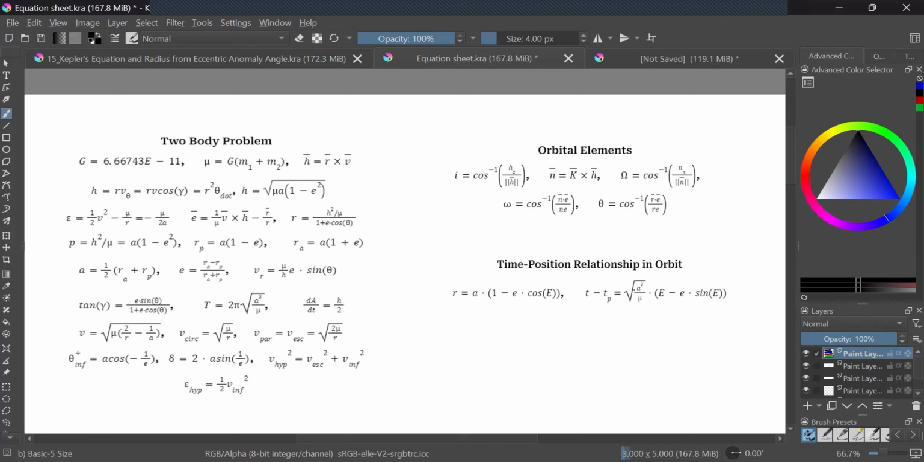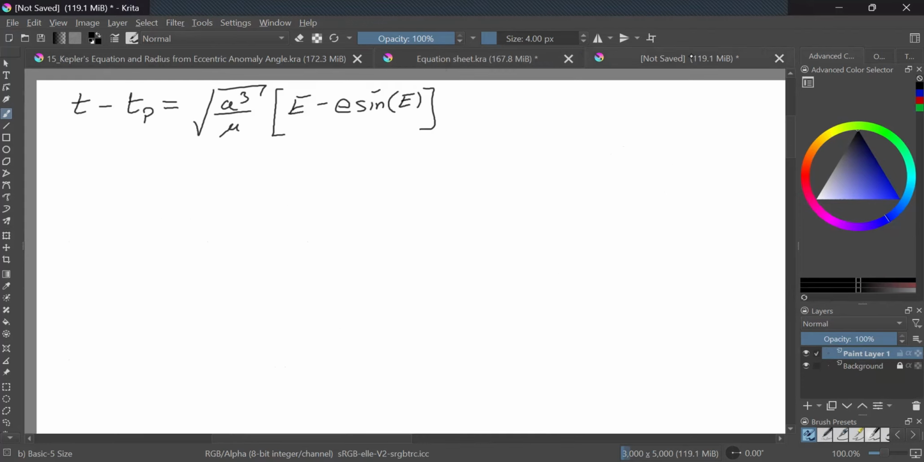I want to take a moment to point out this in here, the square root of a cubed over mu. That's come up before over here in our periodicity equation. And both of these have to do with time. So one can reasonably assume that there is some connection to time with it. So I have the equation written up over here just so it's a little bit bigger. And let's take a look at the components.